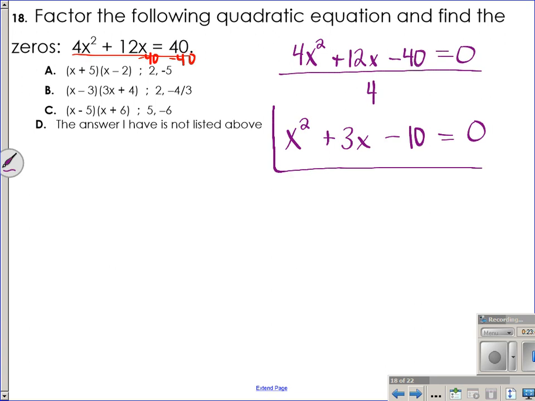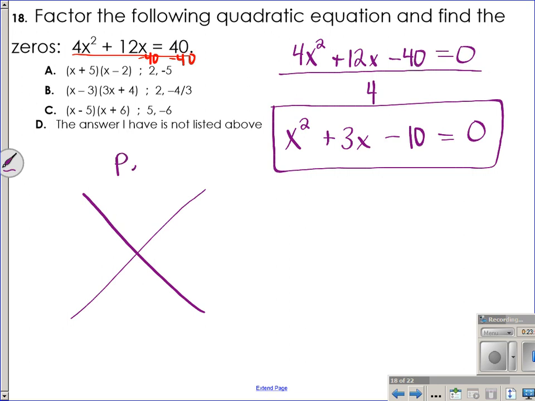So this is my new function now that I'm working with. And I need to factor that. So to factor it, we use our x in box method. So I'm going to draw my x. And in the top of the x is pack, and the bottom sum b. So what does that mean? Well, pack means product of A, this is A, times C. This is C. So x squared times negative 10 is negative 10x squared. B is positive 3x.